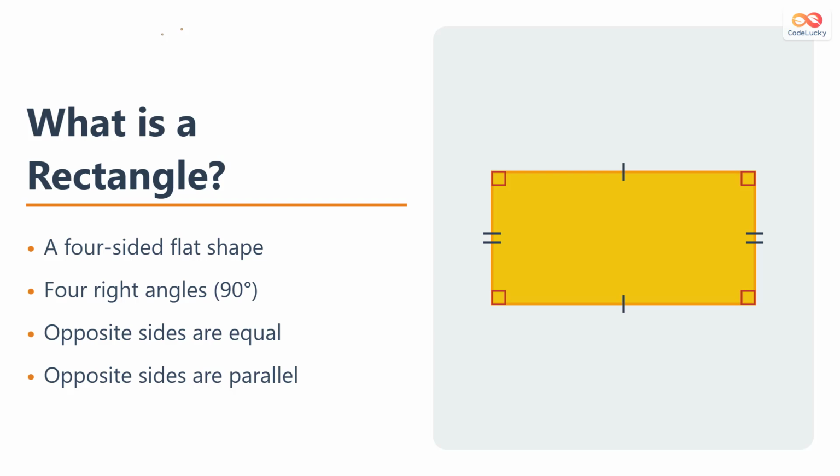First, let's identify what a rectangle is. A rectangle is a four-sided flat shape where every angle is a right angle, which means 90 degrees. Also, the opposite sides are equal in length and parallel to each other.